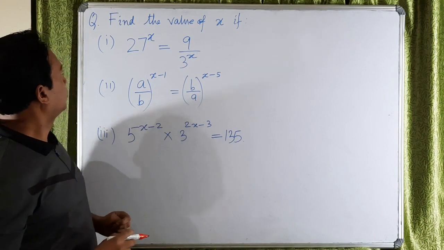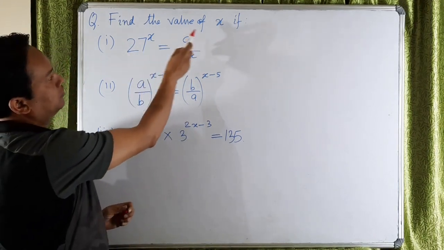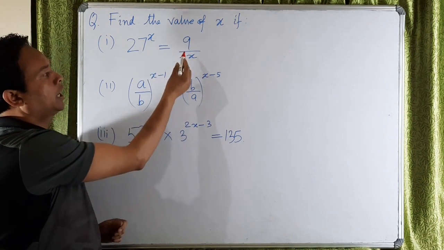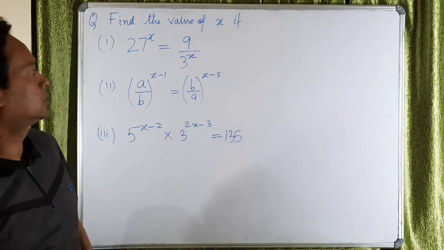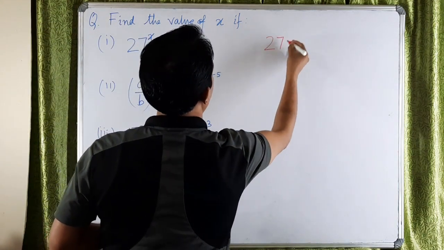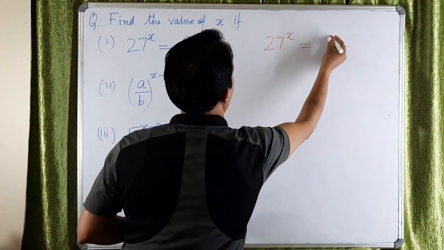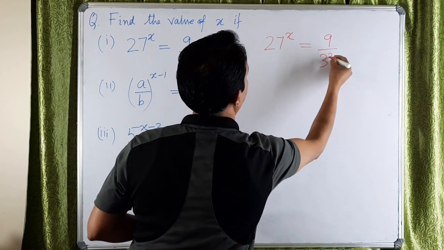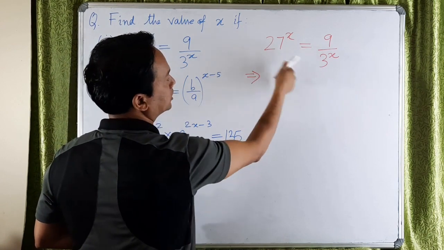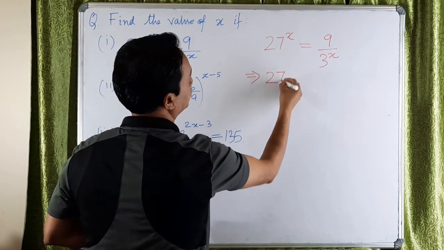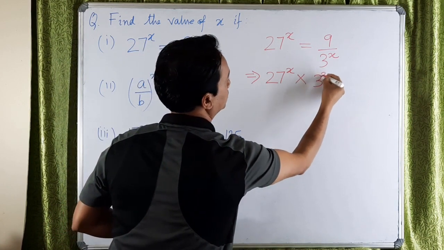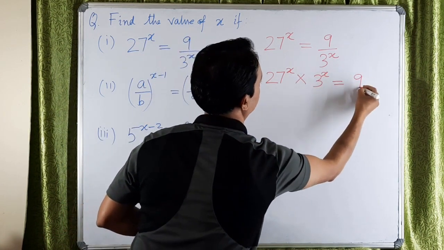Now let us take one more question. Here we have to find the value of x if number 1, 27 to the power x equals to 9 by 3 to the power x. So let's do this first. We have 27 to the power x equals to 9 divided by 3 to the power x. So let's bring the x terms to one side. So we have 27 to the power x. We cross multiply this. This will become 3 to the power x equals to 9.